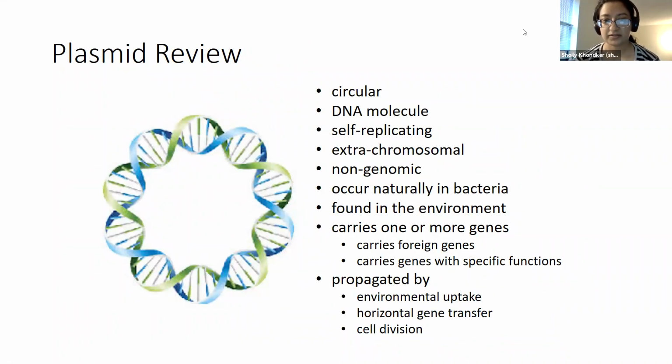So again, they're circular DNA molecules. They're self-replicating and separate from the chromosome, meaning they're non-genomic. They do occur naturally in bacteria, and they can be found in the environment. They usually carry one or more genes. They can carry foreign genes, as well as genes with specific functions, and they're propagated by environmental uptake, which includes transformation, horizontal gene transfer, or cell division.